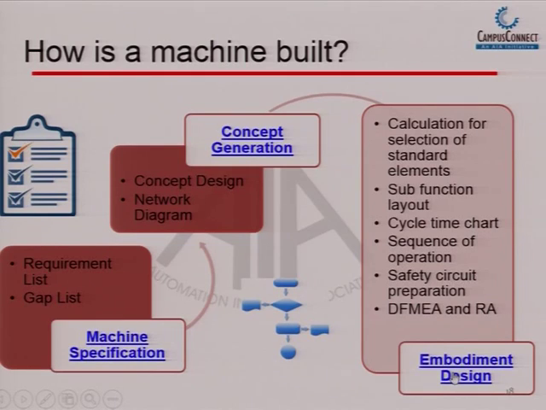After which there are two processes called DFMEA and RA, that is design failure mode effect analysis and risk assessment. These are the two things that we do after the end of the embodiment design to know where our design stands if something goes wrong with it, and what is the risk that the operator is exposed to.